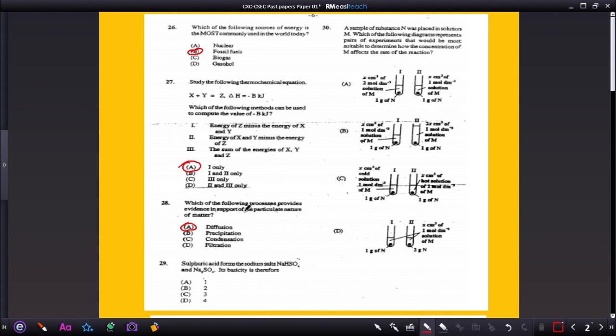29. Sulfuric acid forms the sodium salts, sodium hydrogen sulfate and sodium sulfate. Its basicity is therefore 2. Remember earlier we spoke about the basicity of sulfuric acid being 2, which is H2SO4. The mere fact that the 2 is present indicates that it can form a normal salt or an acidic salt. An acidic salt is a salt that contains hydrogen within the salt. All right. Question 30.